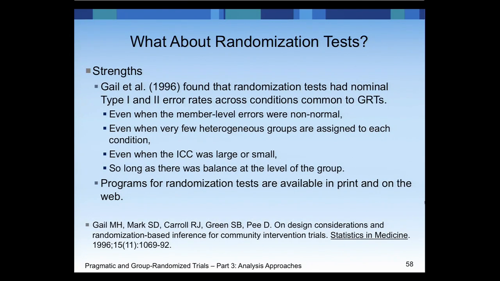Mitch Gale published a lovely paper in 1996 in Statistics in Medicine in which he reported that randomization tests have the nominal type 1 error rate and good power across a variety of conditions common to group randomized trials. This is what makes this approach quite attractive. This is true even when the member level errors are not normal, even when very few heterogeneous groups are assigned to each condition, whether the ICC is large or small, as long as there's balance at the group level. That means that we have the same number of groups in each condition. So as long as you hold on to that feature, the randomization test is quite strong and robust against other kinds of issues that may arise.